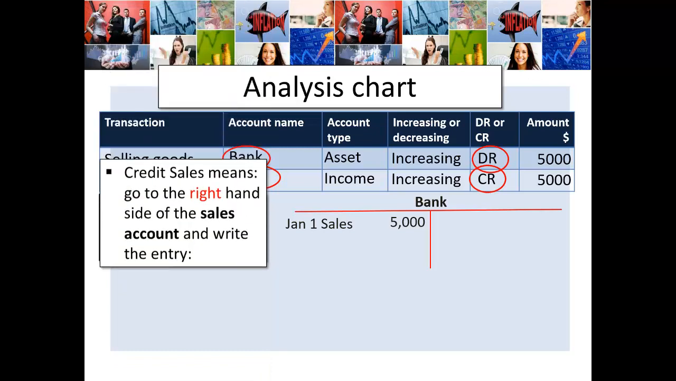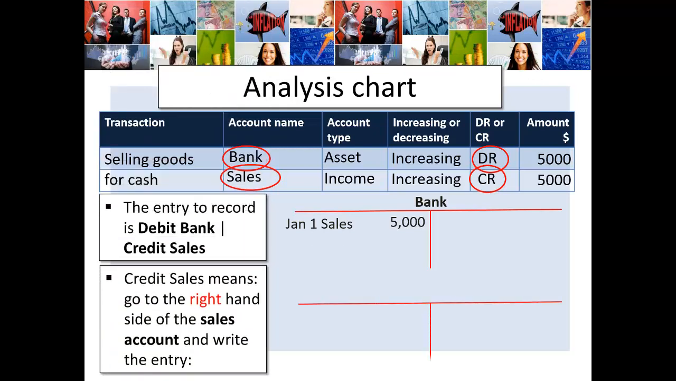Right, let's plug it in. Credit sales means go to the right hand side of the sales account, create a sales account, and on the right hand side, credit side, we credit the bank, the cross reference, the other account, and the amount.